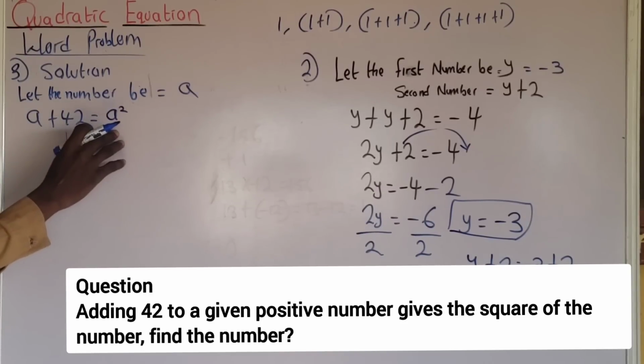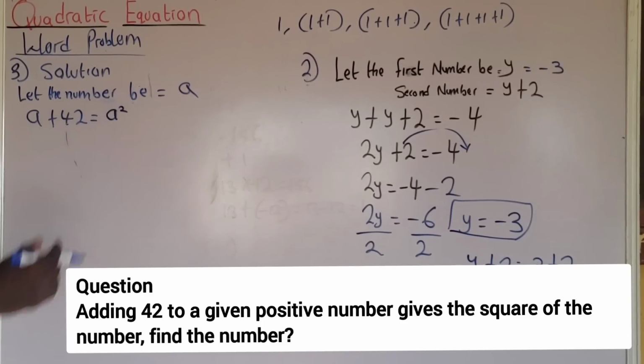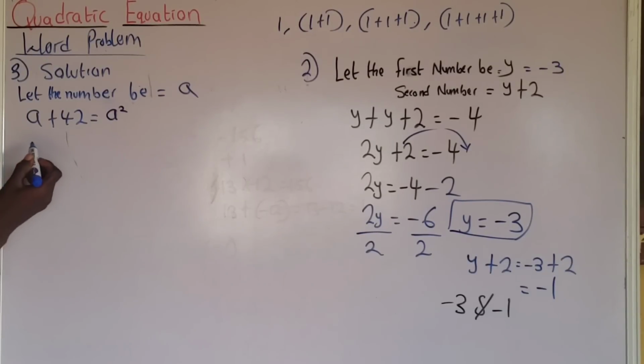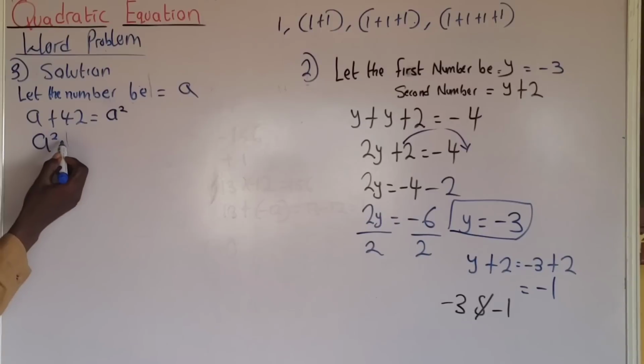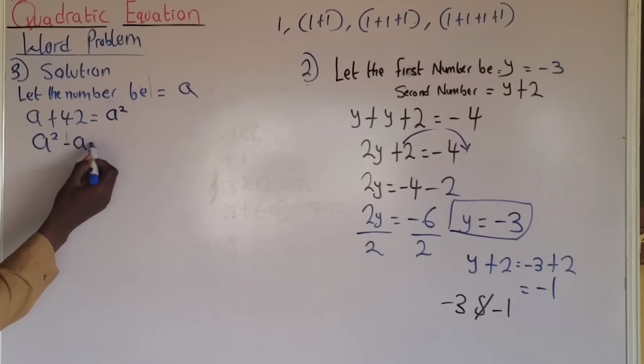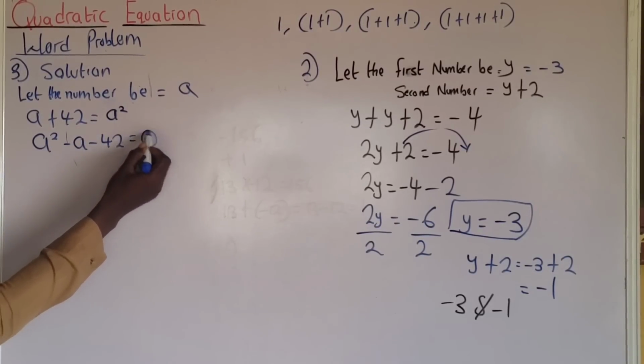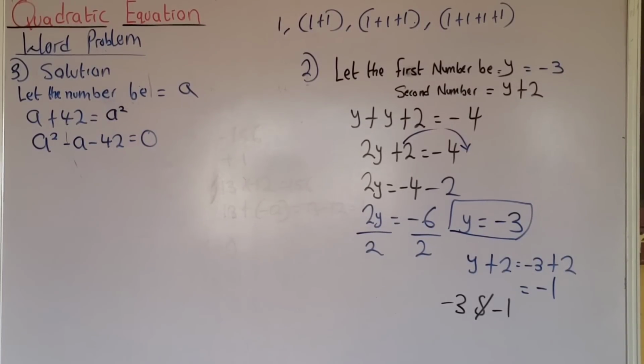Then A is equal to the square of A. You understand? Now, from this point, this is a quadratic equation because the highest power of the unknown is 2. So I'm going to collect the right-hand side. I'm going to have A squared minus A minus 42 is equal to 0. You know what I did?